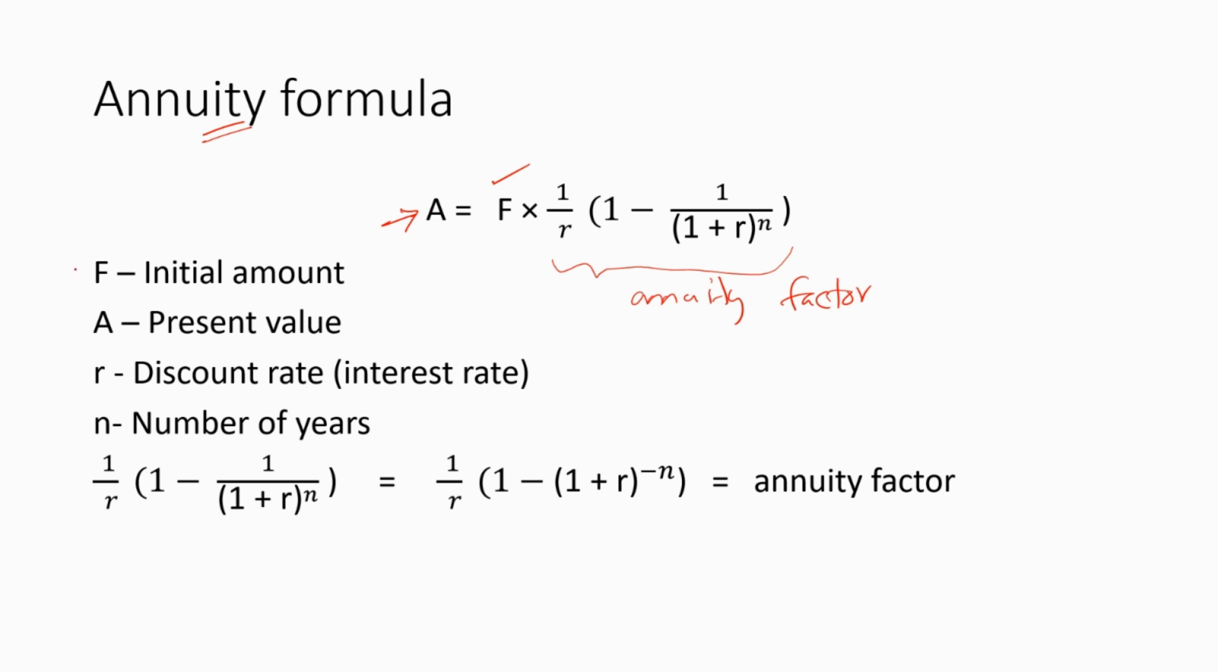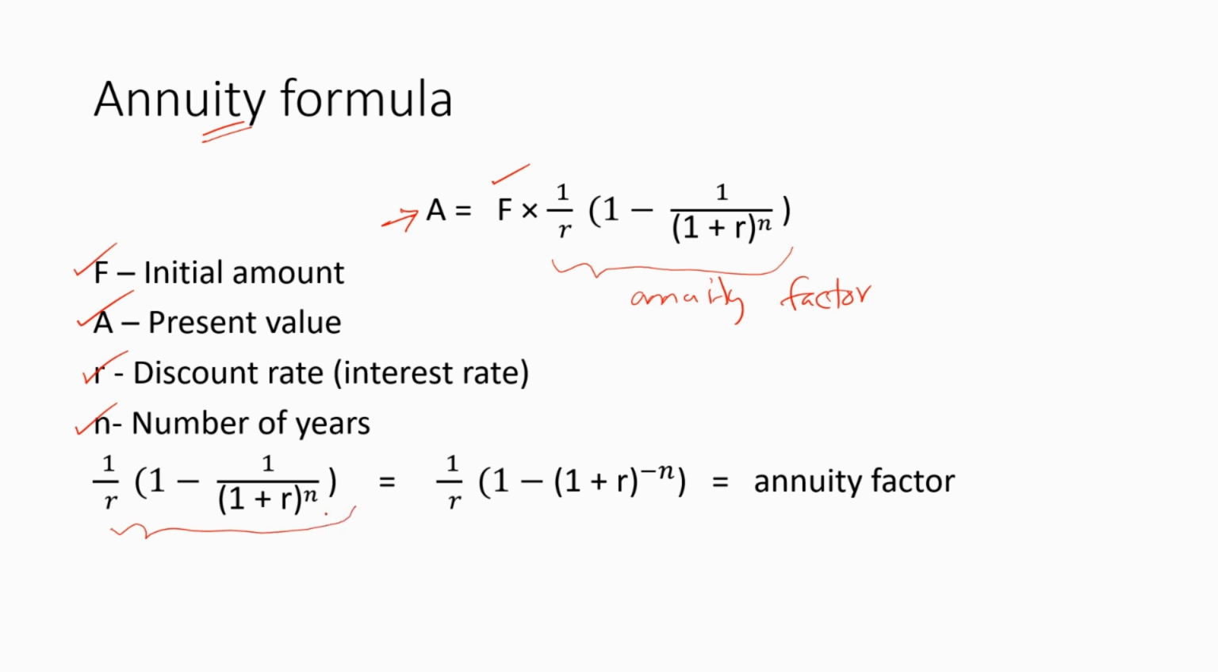So capital F is the initial amount. This amount does not change. As I said earlier, if the initial amount is 10,000, all the other cash flows will be 10,000 as well. Capital A represents the present value of the annuity. This is what we are calculating, the present value of the future cash flows. R is the discount rate. As we know, this is an interest rate. N is the number of years. So this is the annuity factor.